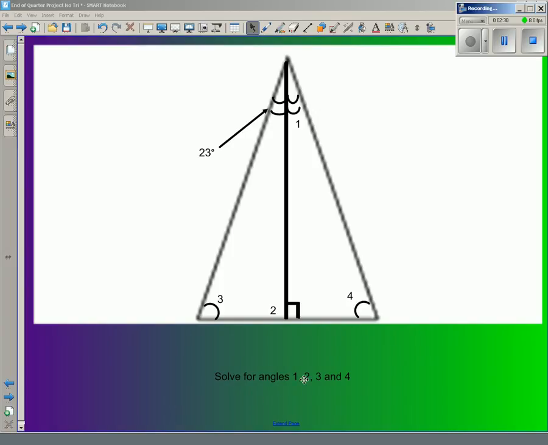Solve for angles 1, 2, 3, and 4. Angle 1 is 23 degrees because these two angles are congruent, which is indicated by the marks, so angle 1 is 23 degrees. Angle 2 is 90 degrees because of the perpendicular bisector, so you know this one is 90 degrees along with angle 2.